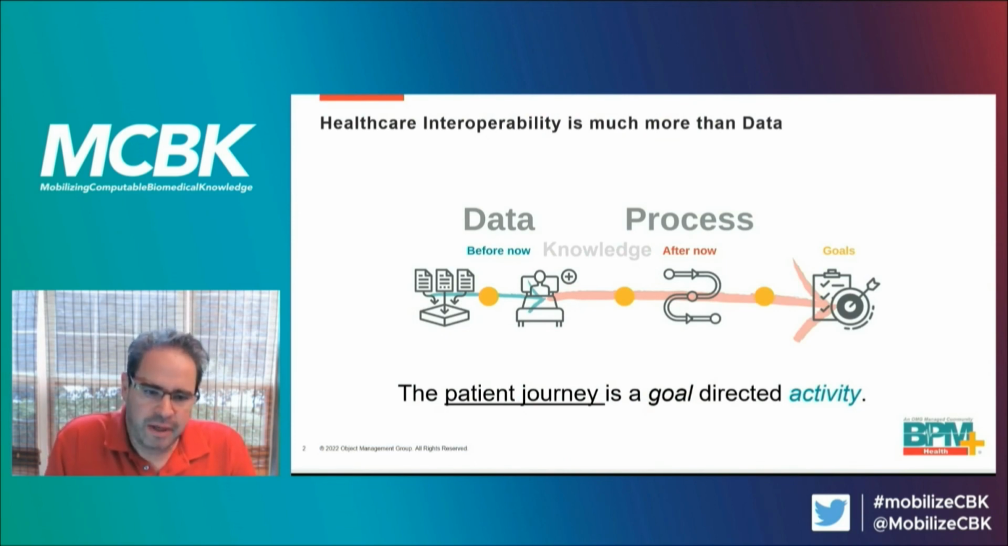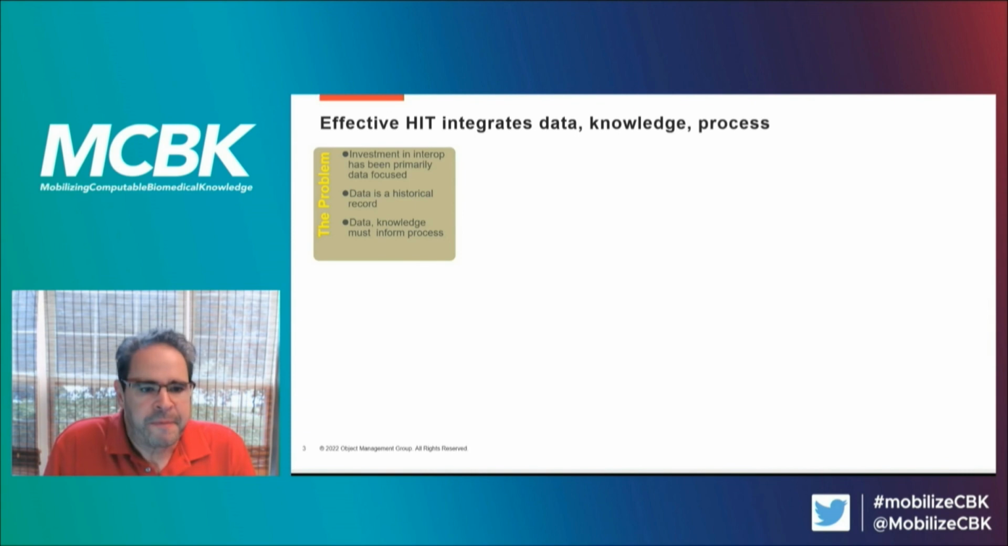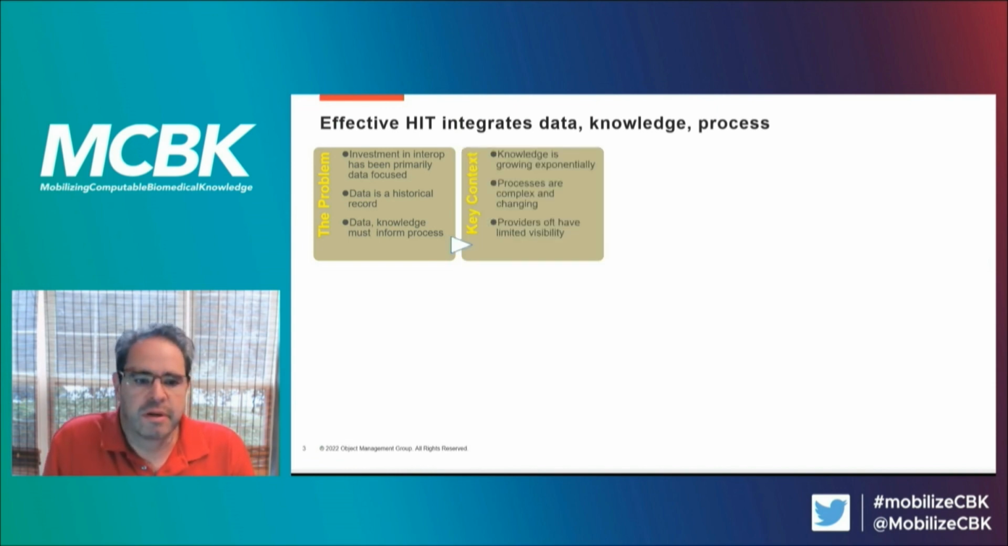So we'll start with a look at the landscape, and much of the attention in industry today has been focused on data and data interoperability. And the upshot is that data is the record of what's happened before now, but everything that affects care and care delivery is process and knowledge integrating with that data to provide care, and that's what happens from now, and that's really the part we're here to talk about today. Effective health IT integrates data, knowledge, and process. So it needs to bring all these together so that at a point in care, a caregiver, a provider can make an appropriate informed decision.